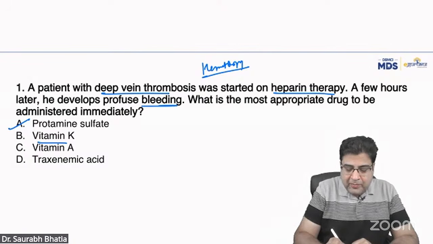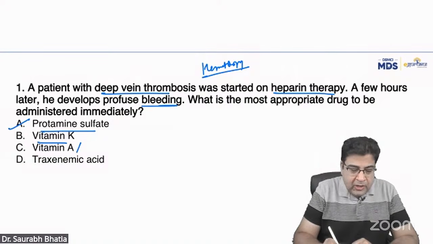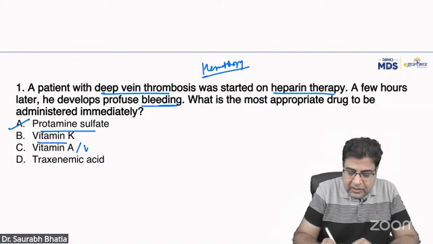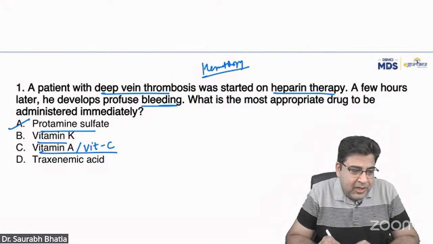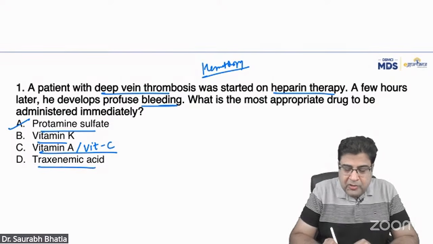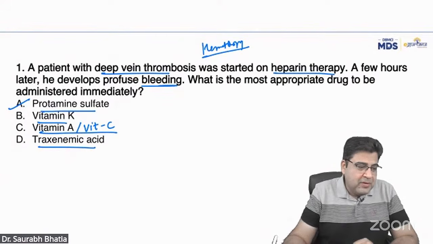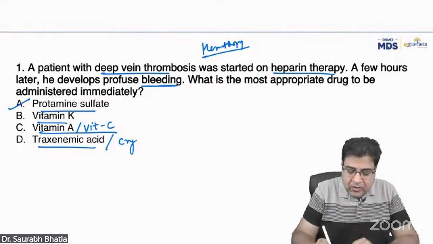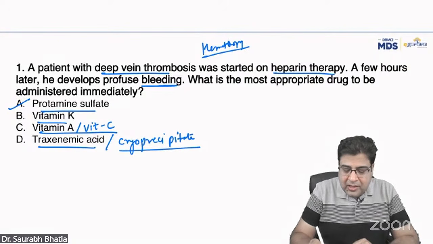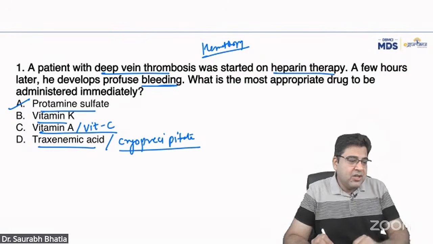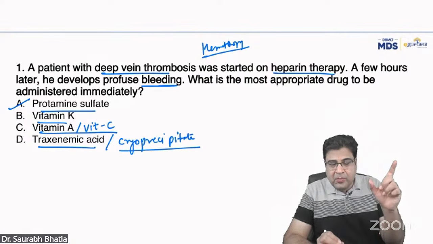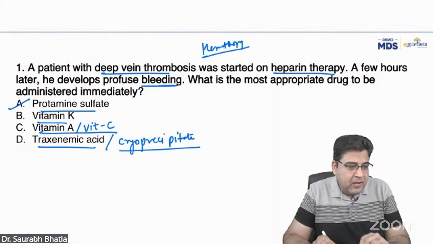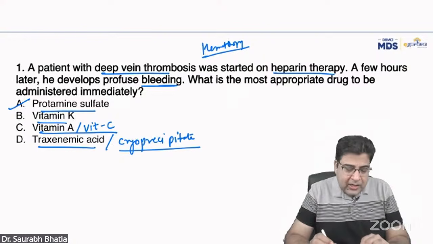The other option is vitamin K, which was there in the exam. And according to some students, instead of vitamin A, the option was vitamin C. So here you people have to help me out, whether it was vitamin A or vitamin C. And the fourth option was tranexamic acid, right? Can you please tell me whether it was tranexamic acid or cryoprecipitate? According to some students, it was cryoprecipitate; according to some students, it was tranexamic acid. So what was the option, guys? Was vitamin A there in the option, or vitamin C? Okay, vitamin A was there in the option.